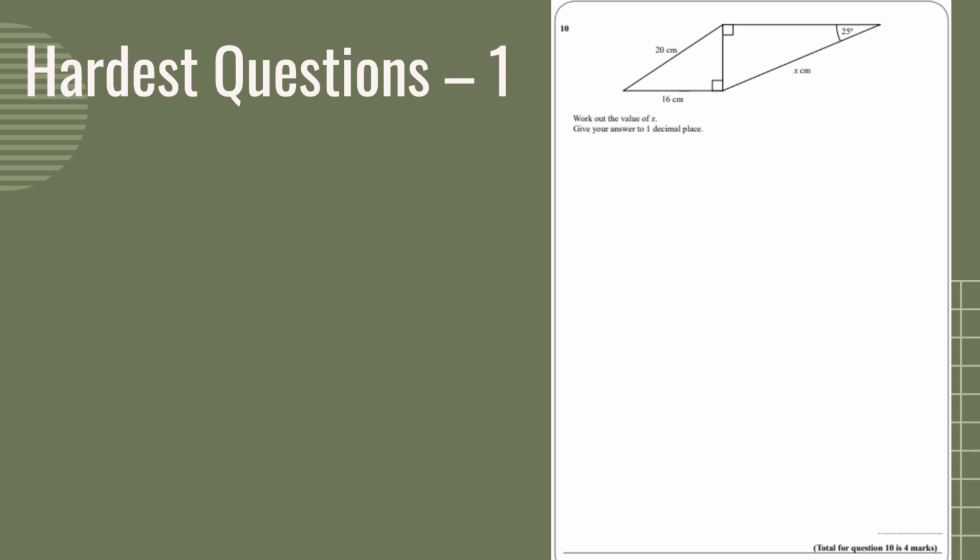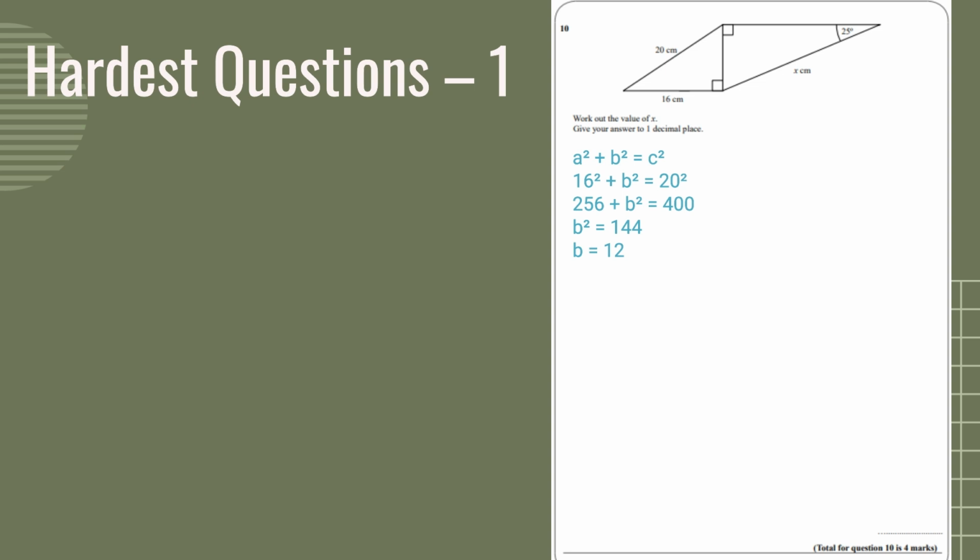So if we use Pythagoras, and we do 16 squared plus b squared equals 20 squared, we do 256 plus b squared equals 400, meaning b squared equals 144 and b will equal 12. Now we can use this with our other triangle.